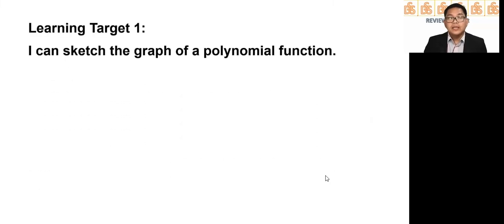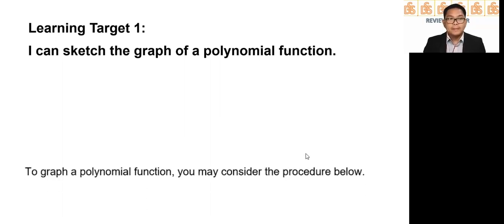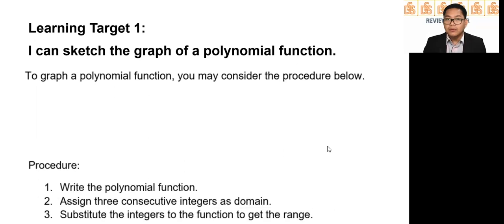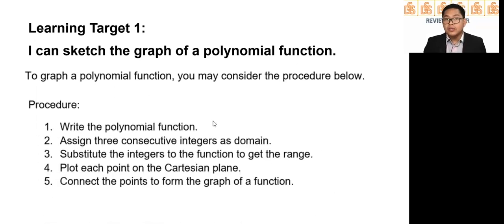Okay, so for today, this is your goal. I can sketch the graph of a polynomial function. Make sure that before the end of this video, you will be able to sketch the graph of a polynomial function. And to graph a polynomial function, you may consider the procedure below. Number one, write the polynomial function. Assign three consecutive integers as domain. Substitute the integers to the function to get the range. Plot each point on the Cartesian plane and connect the points to form the graph of a function.